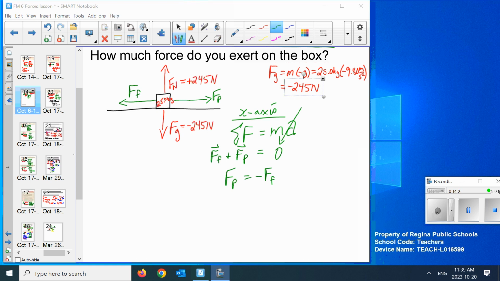Okay, so mathematically, we know this. We also know that the force of friction, though, we have a formula for this. I'm going to sub it in.